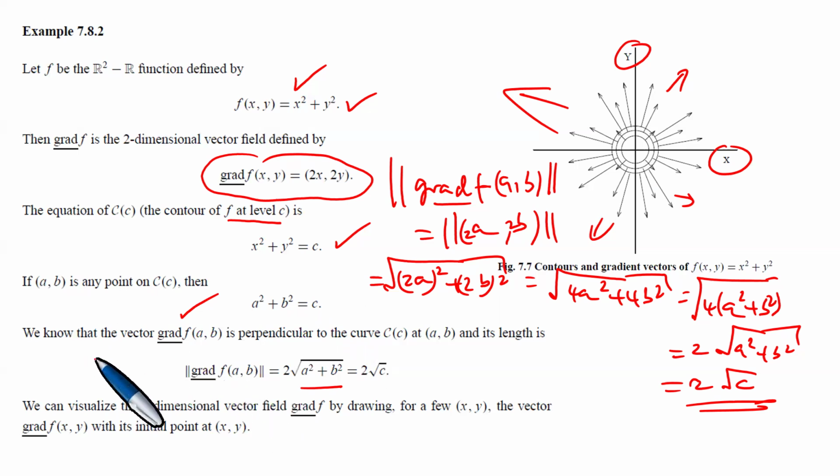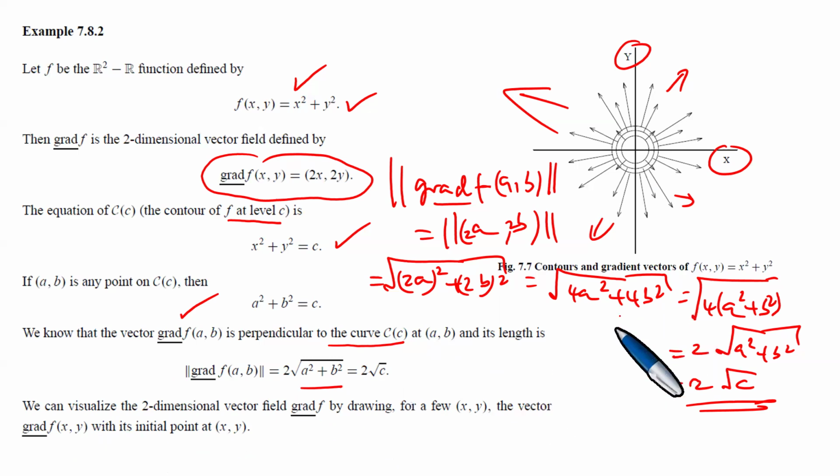Now, we went on to say we know that the vector gradient of f at a, b is perpendicular to the curve at a, b. So we are emphasizing that, and its length is this. Right. And now, if the gradient is perpendicular to the curve at a, b, we can visualize the two-dimensional vector field gradient of f by drawing, for a few x, y, the vector gradient with its initial point at x and y.